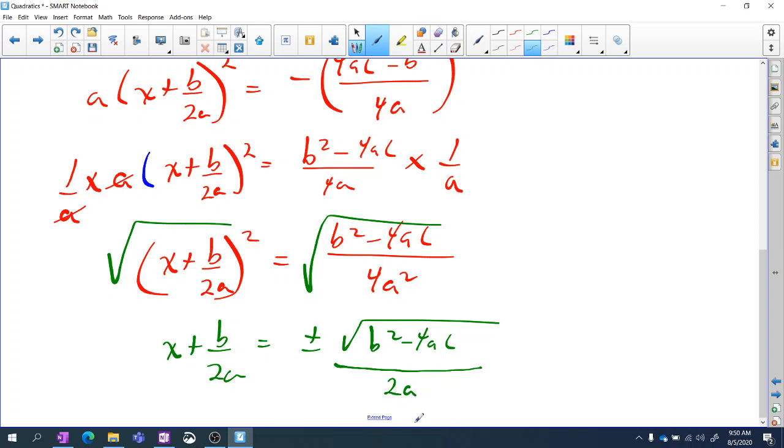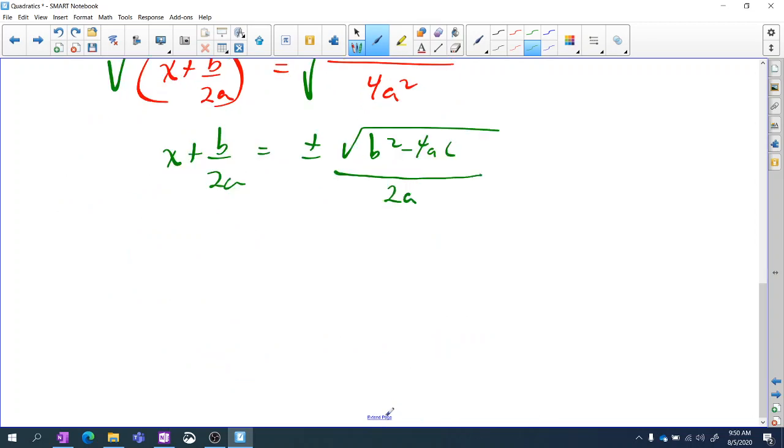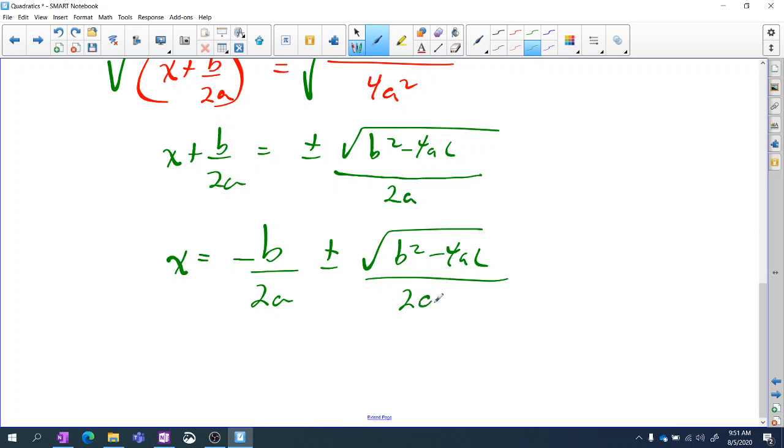Well, we're almost done. And we're starting to look like our formula. Hopefully you can see that anyway. I'm going to move this to the other side. x equals negative b over 2a plus or minus the square root of b squared minus 4ac, all divided by 2a. These have a common denominator, so that'll let me combine them together into, presto, what is known as the quadratic formula.